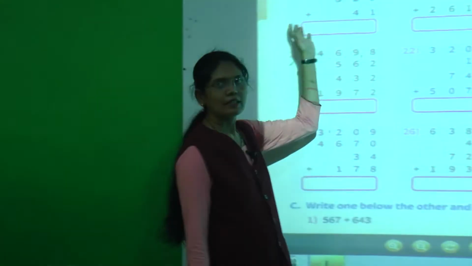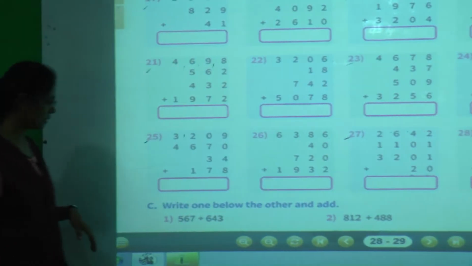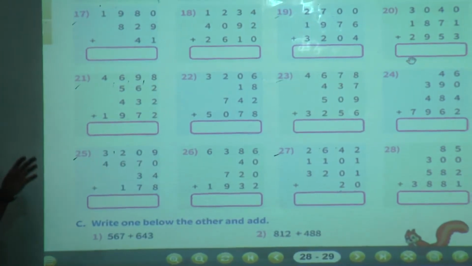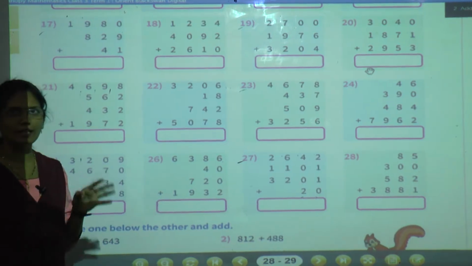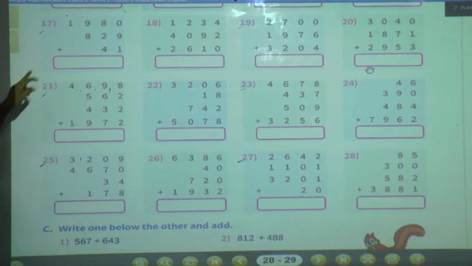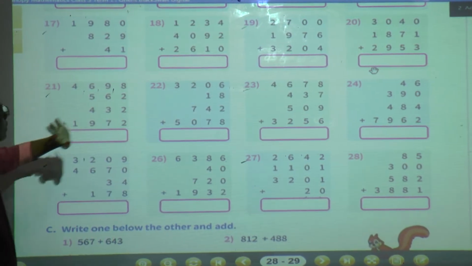In our last session, we started exercise 2.2 and solved a few examples, and today we are going to solve the remaining examples. Now look at the board. We will see this number 17. Open your textbook and keep it in front of you, because along with me you have to solve in your textbook also. Okay. Now see this number 17.